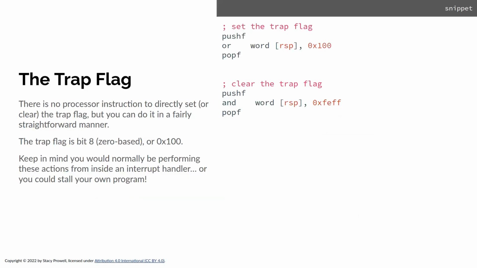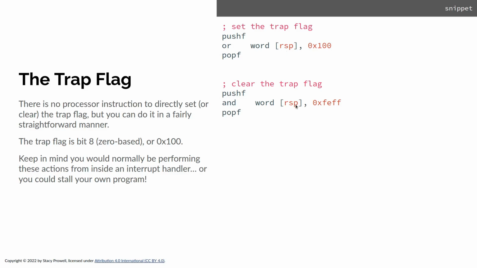How do you set the trap flag? It's pretty easy. There's no instruction that's set trap, and there's no instruction that's clear trap. So how do you do that? Well, this is how it works. You go ahead and push the flags onto the stack. You then explicitly OR that bit with a 1. Now the trap flag is set, and then you pop it back into the flags register. So this is the thing at the top of the stack. Same thing for clearing it.